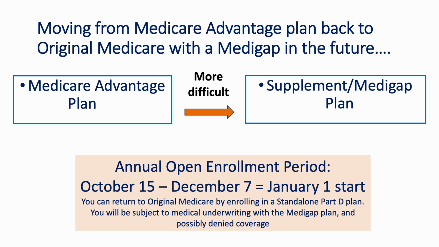So you can move from a Medicare Advantage plan back to original Medicare during the annual enrollment period, which is October 15th to December 7th, for a January 1 start, and the way to do that would be to enroll into a standalone prescription drug plan. That would pull you out of the Medicare Advantage plan. Come January 1, you would have A, B, and a Part D plan. But keep in mind that you're going to be subject to medical underwriting for the Medigap plan, and you have the possibility of being denied that coverage based on your answers to the questionnaire.